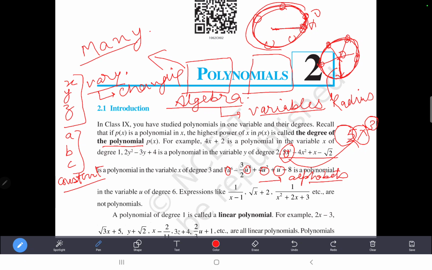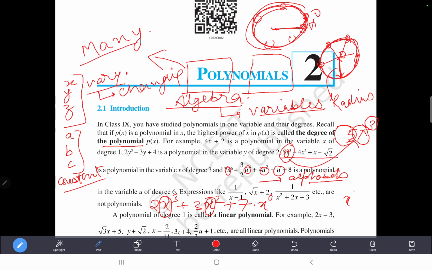Now if I'm writing here 2x cube plus 3x square plus 7, multiple terms are there, right? 1, 2, 3. Here we are calling it a polynomial. And in this polynomial, first find out the variable. Variable is x. So you see here there are x cube, x square, and 7, which is actually 7x to the power 0.